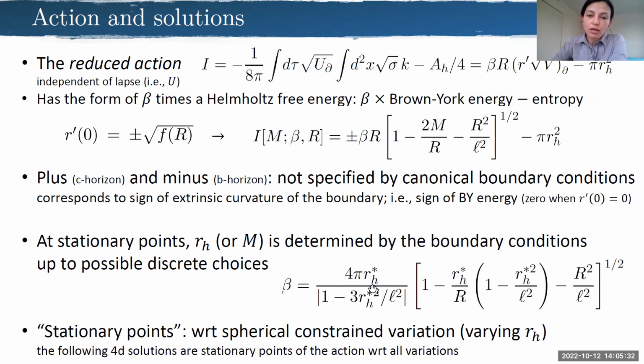The stationary points that I'm talking about here are, as I was saying, only with respect to a spherical constraint variation, because I just varied with respect to RH. But if I want, I can promote these stationary points to full four-dimensional stationary points by considering also the lapse function in the metric ensembles. You see, this action here is independent of the lapse function, which is no surprise because the constraints have been satisfied. But the following that I'm showing you are going to be the four-dimensional solutions that are stationary points with respect to all kinds of variations.